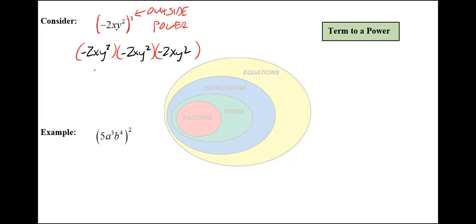So what we can do is group all the factors that are alike together, and we'll end up with 3 factors of negative 2. We'll end up with 3 factors of x. So all the x's will end up with 3 individual factors of x. And you notice we also have 3 individual factors of y squared. So we have y squared, and y squared.